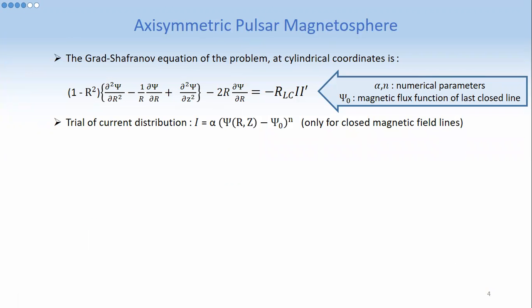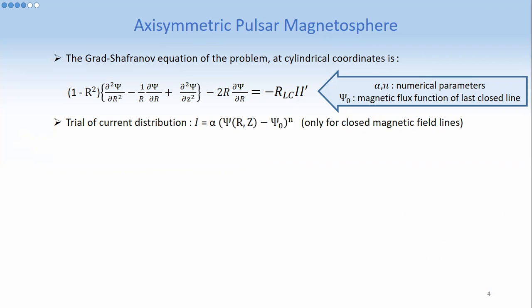In the relativistic regime, we use the Grad-Shafranov equation in cylindrical coordinates for an axisymmetric pulsar magnetosphere. Here, A and n are numerical parameters too, and psi0 is the magnetic flux function of the last closed line.